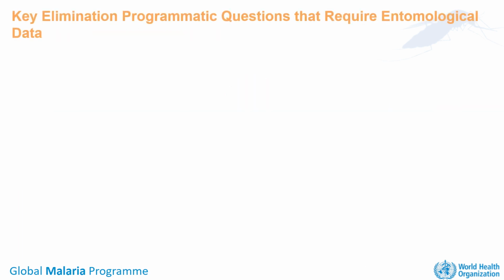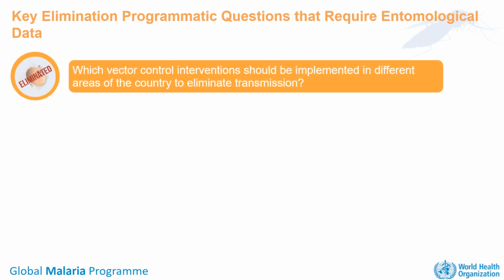The design of entomological surveillance systems should be based around the questions that the program must address. In areas approaching elimination or post-elimination, there are several key questions. The first question is around which interventions should be implemented where in the country in order to eliminate malaria transmission.